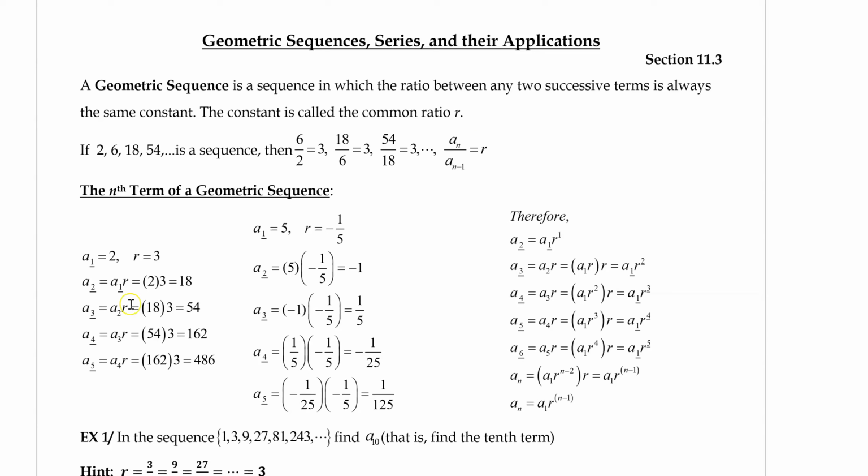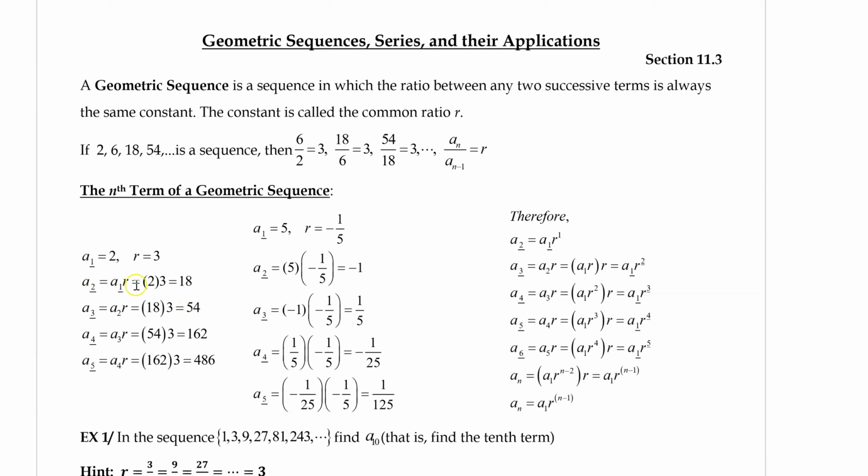That's our ratio, so we will now be using r, not d like in arithmetic. So r is ratio, a sub 1 is still a sub 1. To create our terms, they're very, very similar. You think of a sub 1 as 2. If we take a sub 1 and multiply it by 3, we get our 18. And then we take our 18 and multiply it by 3, we get our 54.